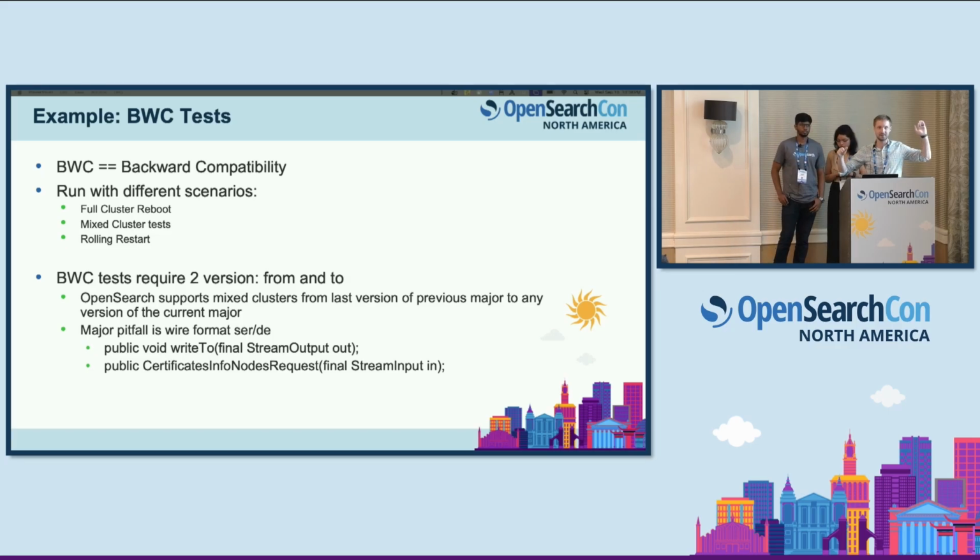With backward compatibility tests, there's always going to be a from version and a to version. You might just test a minor version upgrade, 2.18 to 2.19, or you could test from the previous major version to the next major version. Now, we do fully support rolling restarts from the last minor version of the previous major to any version of the current major. So it is important to test there.